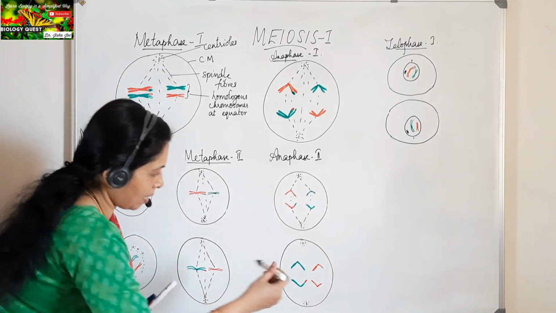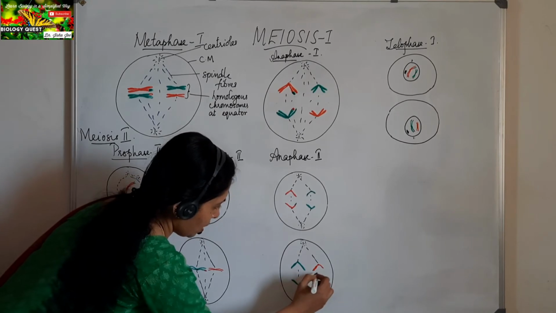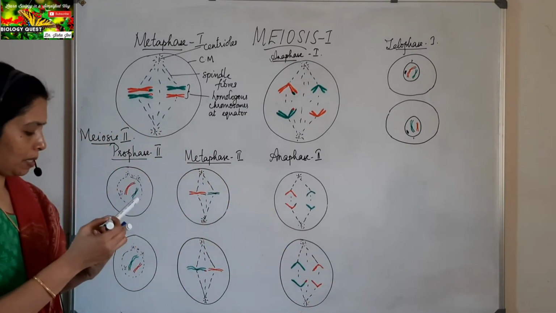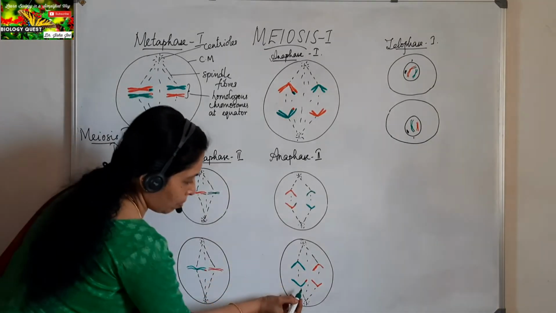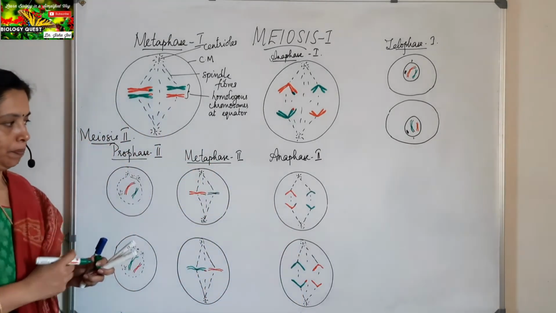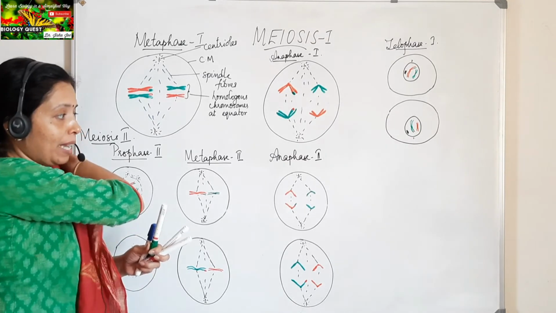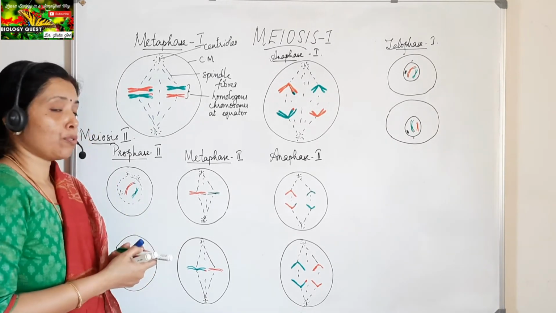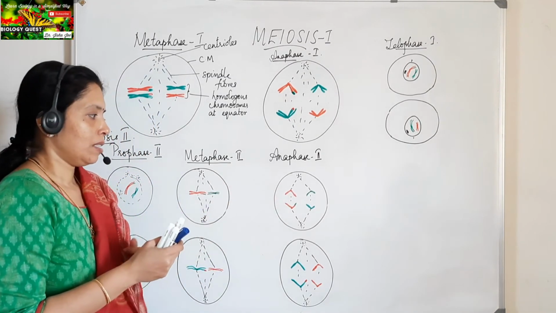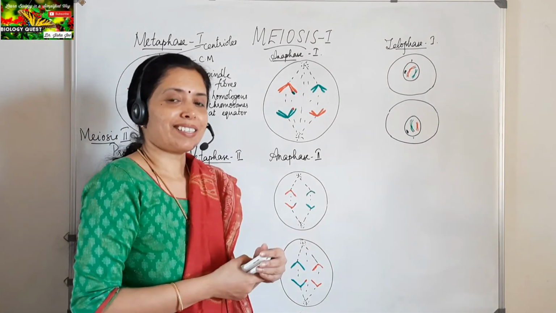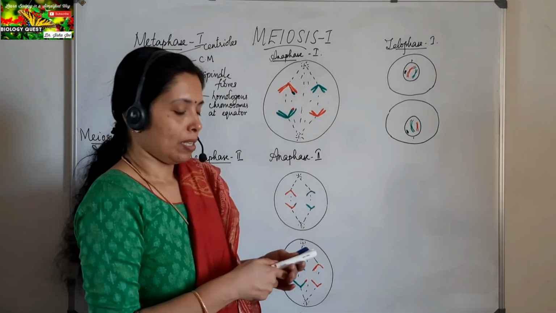The centromere splits and the sister chromatids are pulled to the opposite poles of the cell by the contraction of the spindle fibers. We know the spindle fibers are attached to the centromere of the chromosome, so pulling of the chromosomes takes place at the centromere. So that is anaphase 2. As I already told you, meiosis 2 is similar to mitosis. So during anaphase 2, splitting up of the centromere takes place and the sister chromatids are pulled to the opposite poles of the cell by the contraction of the spindle fibers.